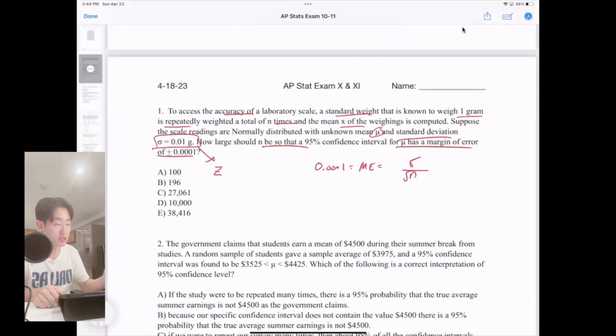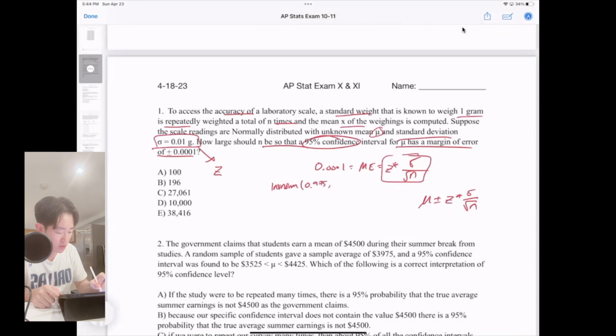Remember that for every confidence interval, it's the mean plus and minus the z times the standard deviation over square root of n. Now, that whole thing will be considered the margin of error. Since we have a 95% confidence interval, we can do inverse norm with the area of 0.975, mean 0, standard deviation 1. This gives you 1.96 for the z-score. And the sigma is given to us as 0.01. So if I just set them equal to each other, 1.96 times 0.01 over square root of n equals 0.0001, and the rest is history. You just have to use algebra to solve for this.